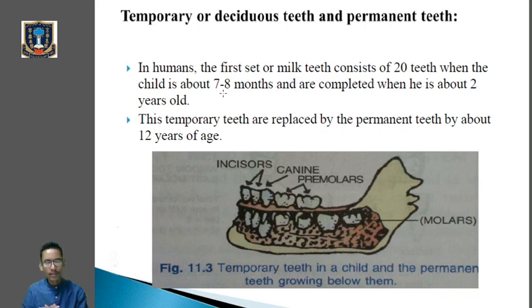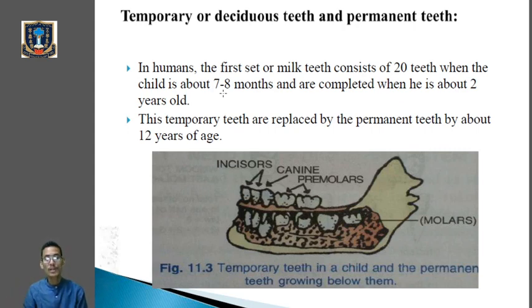So these teeth are mainly called the temporary teeth or the deciduous teeth. Finally they fall out as a result of the root being dissolved away in the jaw, and these temporary teeth are completely replaced by the permanent teeth by the age of 12 years. Clear? So the first set of teeth is known as the temporary or deciduous teeth, 20 in number, but we don't find premolars. They start coming out at 7 to 8 months, are completed after 2 years of age, and fall out when the roots are completely dissolved by the jaw, replaced by the permanent set by the age of 12 years.